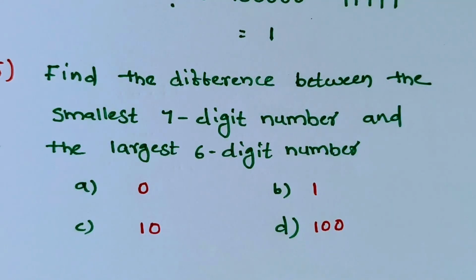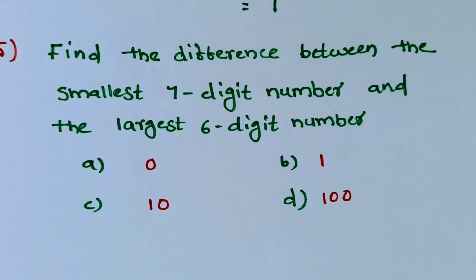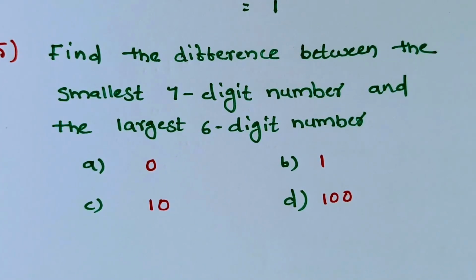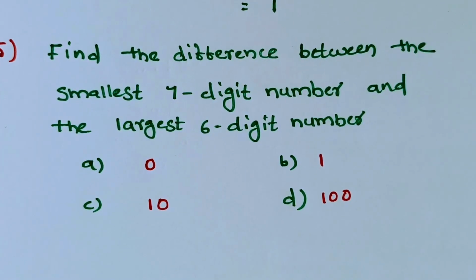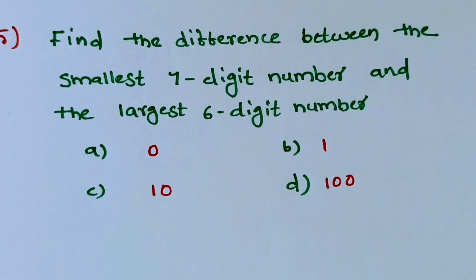See one more question, the fifth question. Find the difference between the smallest 7-digit number and the largest 6-digit number. Options: 0, 1, 10, 100. Pause the video and tell me the answer in the comment section.